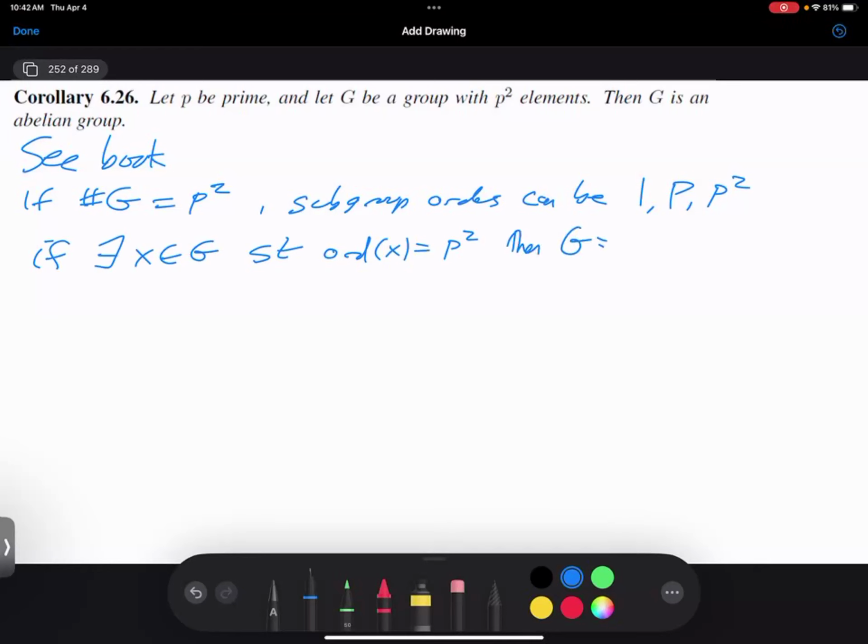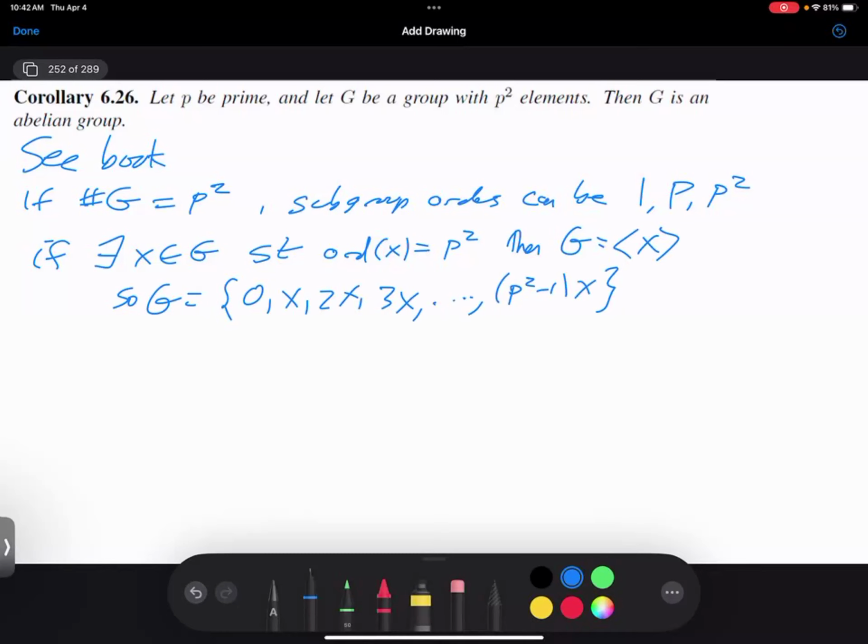So you've got an element of order p squared, and G has p squared elements. Yeah, it has to generate the whole group. Then G has to be generated by X. So G would be 0, X, 2X. We like to write things additively. We're doing p squared minus 1 times X. So if I have an element of order p squared, we're done. It has to be this.